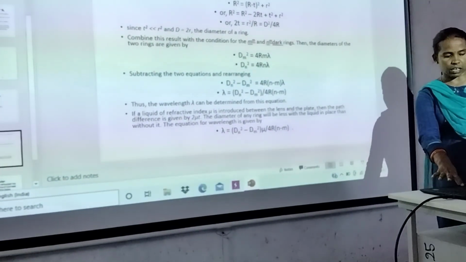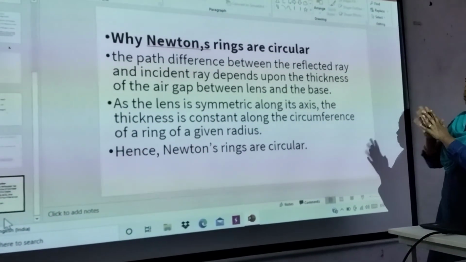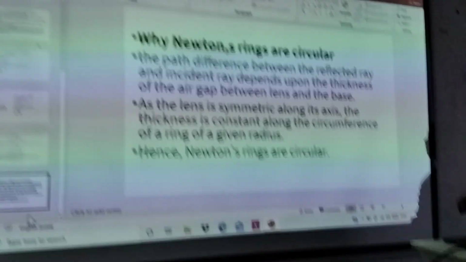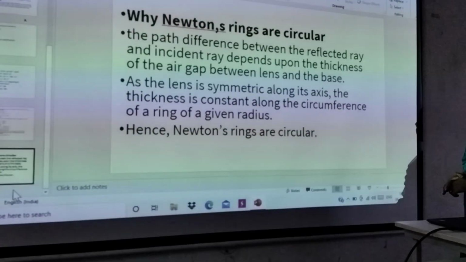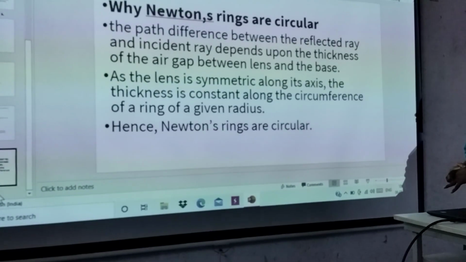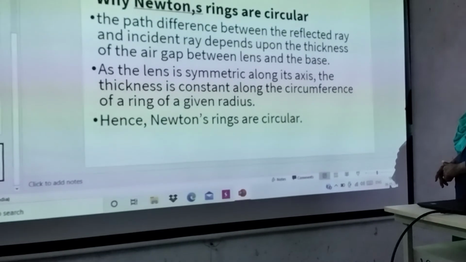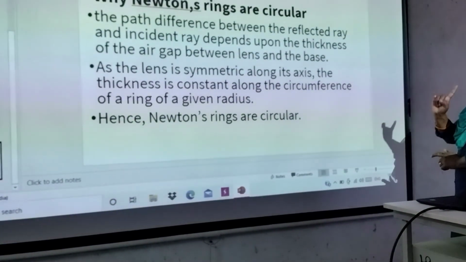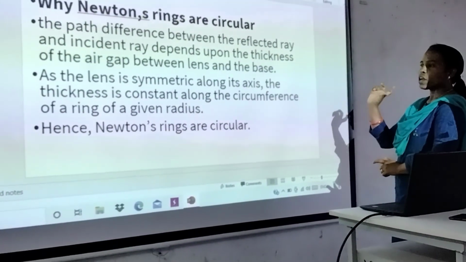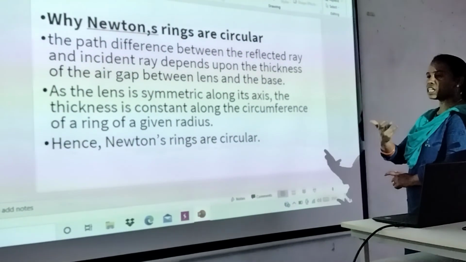And finally, I would like to discuss why Newton rings are circular. So see this, clearly here we mentioned that the path difference between the reflected ray and incident ray depends upon the thickness of the air gap between the lens and the glass plate. This is obvious. As the lens is symmetric along its axis, the thickness is concentric along the circumference of the ring of a given radius. If you take any ring, the thickness of all the points on the ring will be the same.